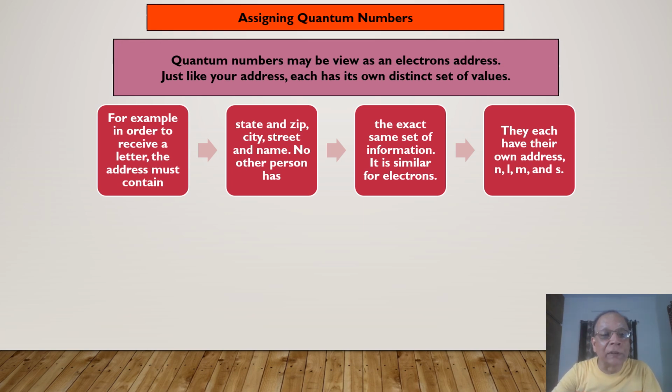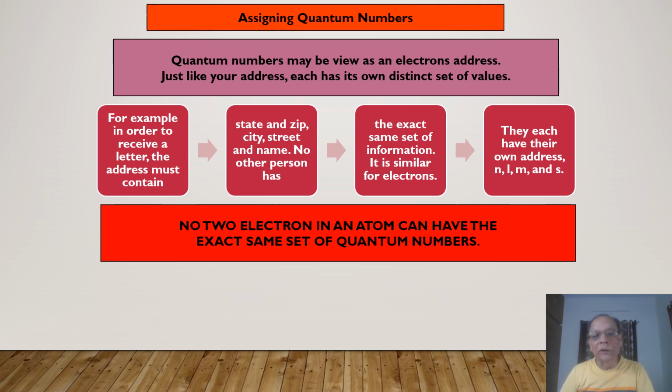For example, in order to receive a letter, the address must contain the state, the zip, city, street, and name. No other person has the exact same set of information. It is similar for electrons. They each have their own address in terms of N, L, M, and S. If N, L, M are equal, S will be different for two electrons, which means no two electrons have same energies. No two electrons in an atom can have the exact same set of quantum numbers, because then two electrons would have same energies, but it is not the case.